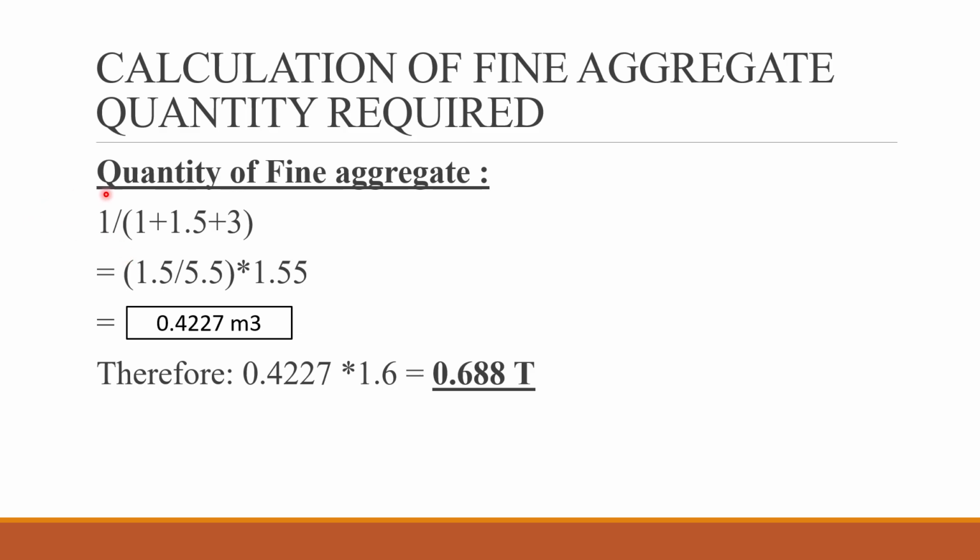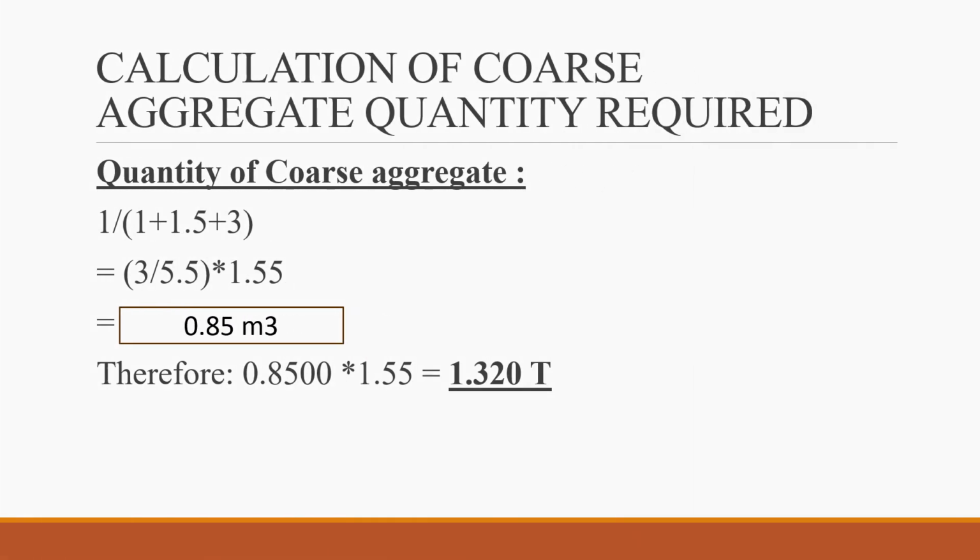Similar to the cement, the quantity of fine aggregate is calculated, and we have obtained the volume of fine aggregate as 4.227 meter cube. In order to convert into tons, the density of the fine aggregate is multiplied. Similarly, the quantity of coarse aggregate is calculated as shown below, and we have obtained the volume of 0.85 meter cube. In order to convert into tons, we have multiplied with the density of the coarse aggregate.